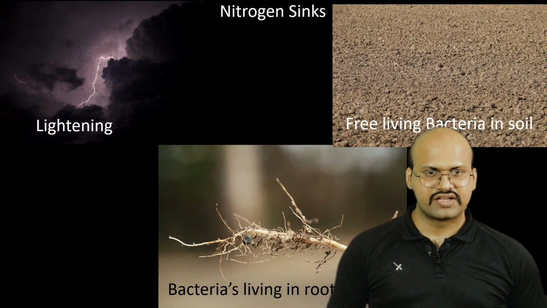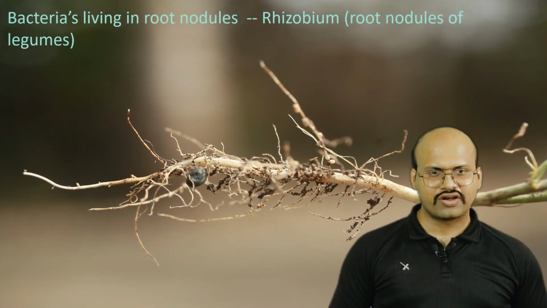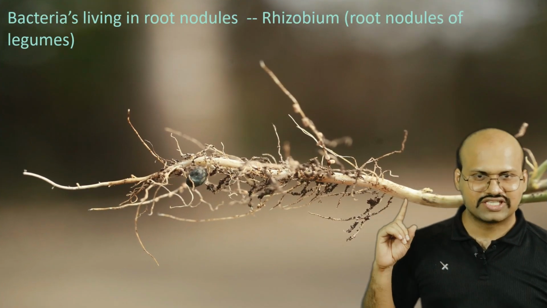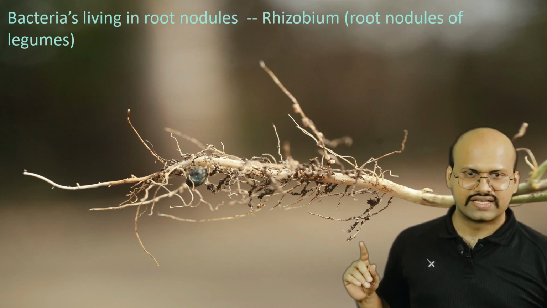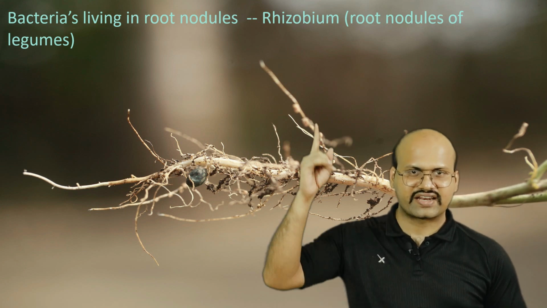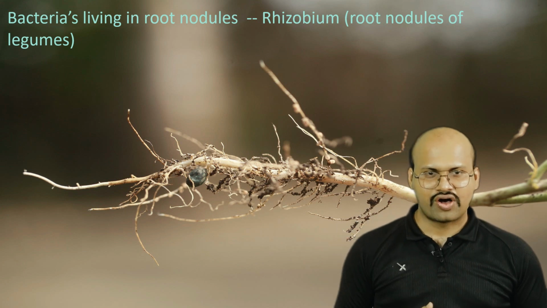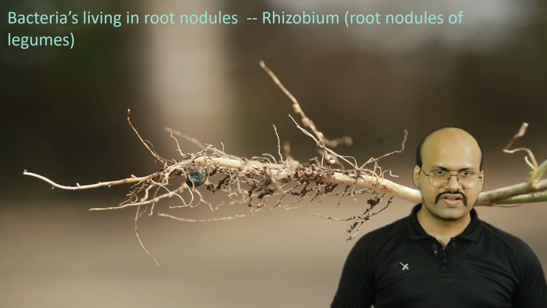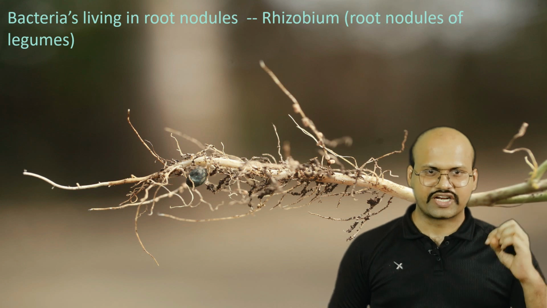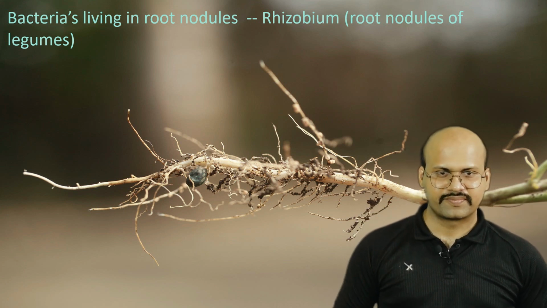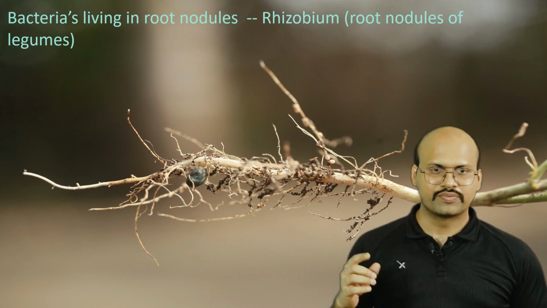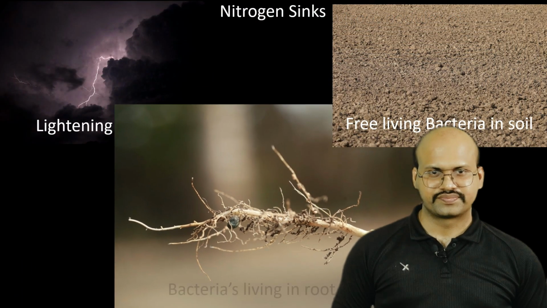Similarly, there are certain bacteria which live on root nodules of plants. Here you can see root nodules. These are root nodules, and there are certain lumps over here. In these there are certain bacteria like rhizobium. They live on these root nodules, and they convert the nitrogen from the atmosphere into such forms which can be absorbed by these plants. So this also removes nitrogen from the atmosphere.